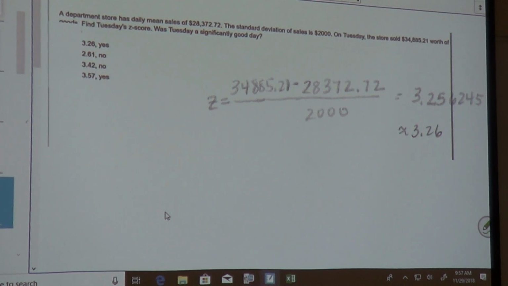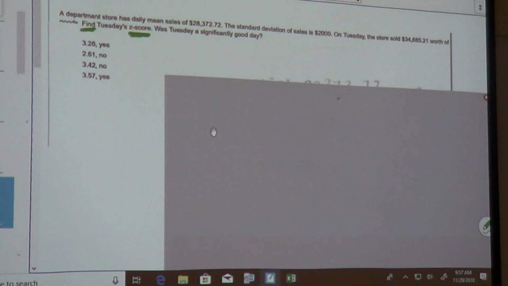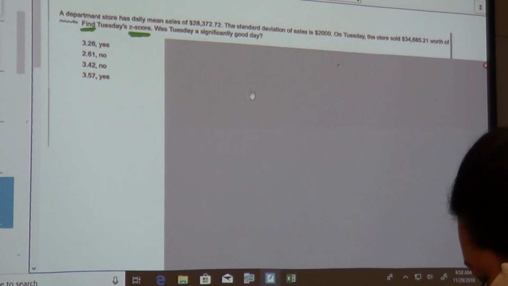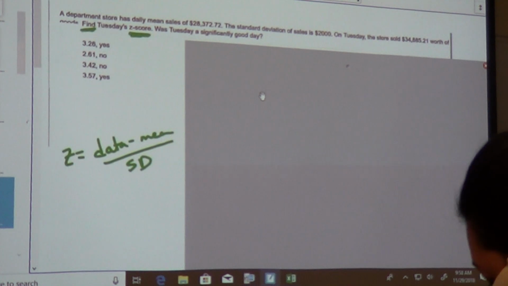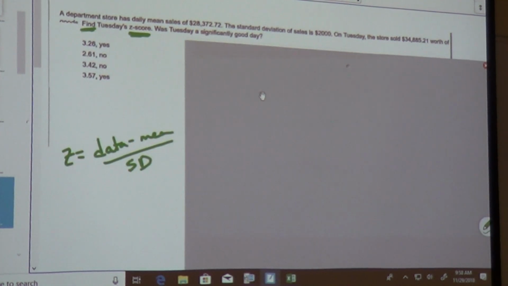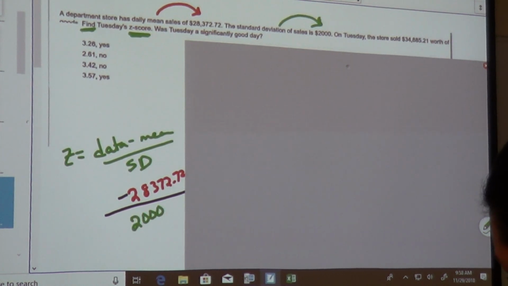Here's another one. Find the z-score. That is screaming exactly what we did just now. So the z-score is data minus mean over standard deviation. So we've got to just figure out where to put things. Where does that 28,000 go? That's your mean, 28,372.72. Where does the 2,000 go? My standard deviation, that goes on the bottom.